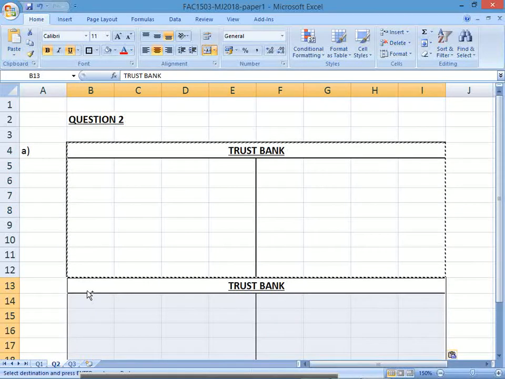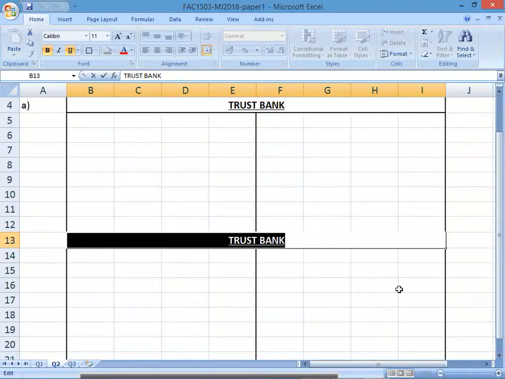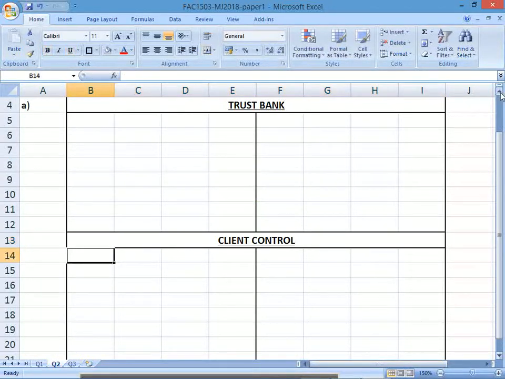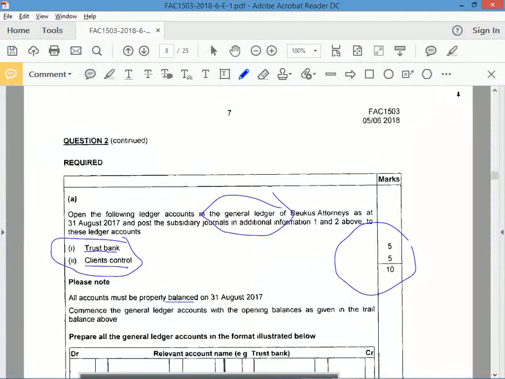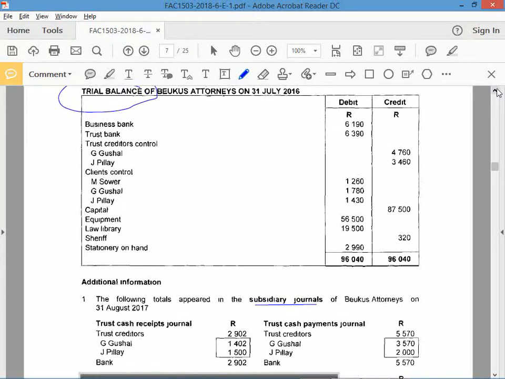Okay, so you scanned the question. You knew what they were giving you. Okay, I knew this was like a trust question. I saw journals. I saw a trial balance. And then I looked at the required. The required is 2 T accounts, one for the client control and one for the trust bank account. So let's go back to the top and let's get the easy marks, opening balances.